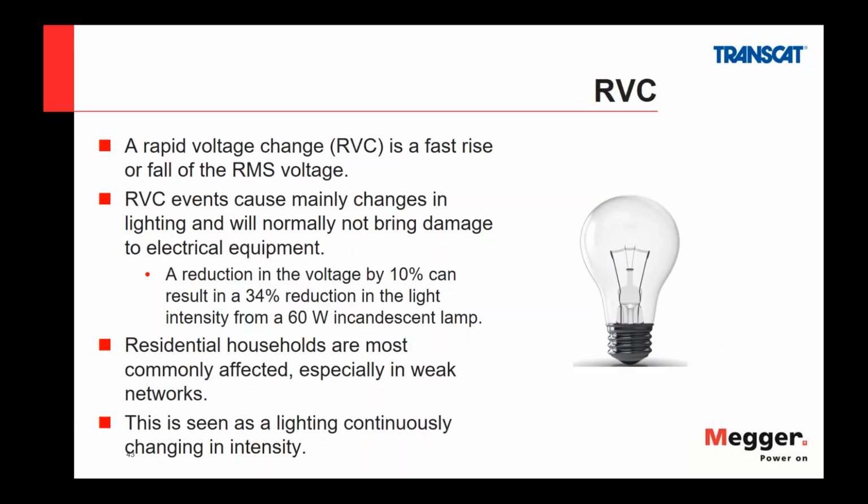An RVC, or rapid voltage change, is a fast rise or fall in the RMS voltage. Now, these events usually will be noticeable in lighting and not typically bring damage to any electrical equipment. Residential households are usually the most affected, especially in a weak network.